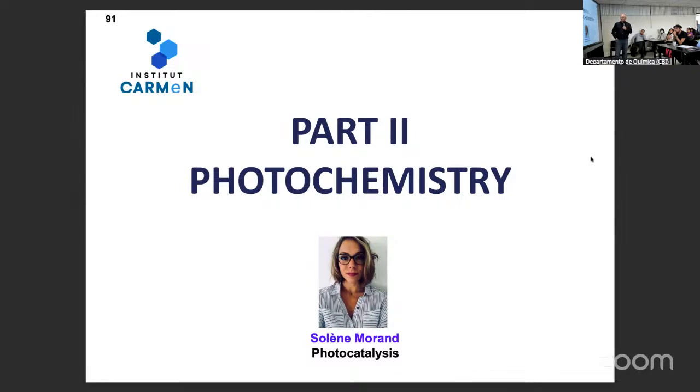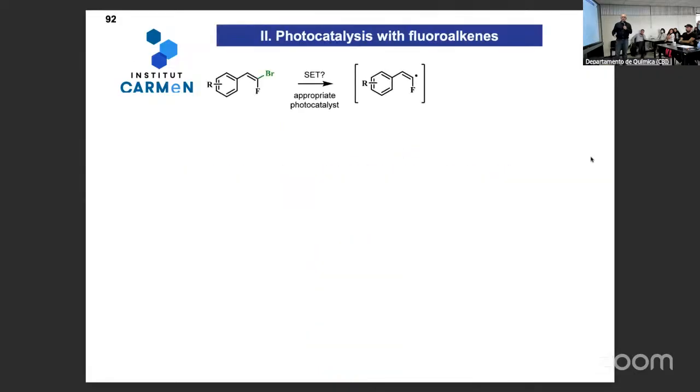Okay. The second part deals with photochemistry, and it was done by Solène Morin, a PhD student. Next, please. So the idea was, it's really easy to make the gem-bromofluoroalkene, and we use it a lot for cross-coupling reactions. And here we wanted to produce the fluorovinyl radical and to see what we can do with that.